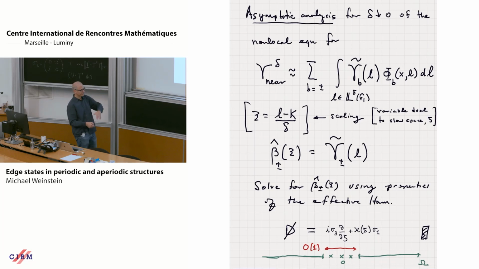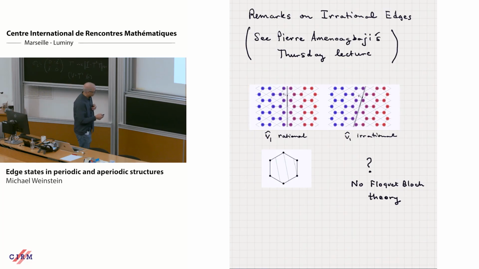This gives you the near part, then you could construct the far part because you had this invertible linear map, and then the solution. Okay. Now, just in the last couple of seconds, let me just remark on the irrational case.